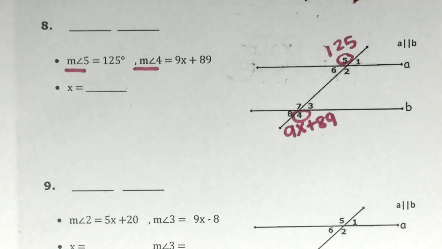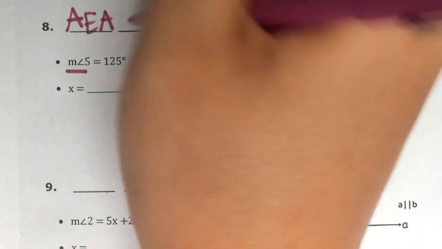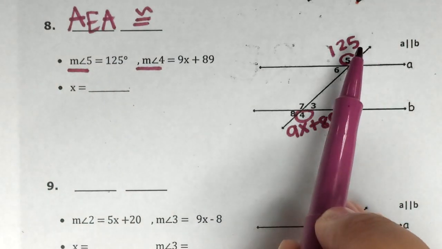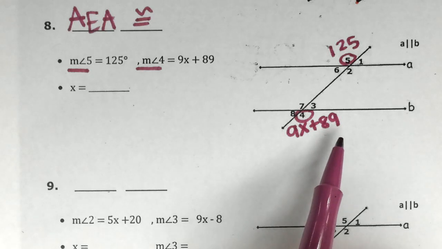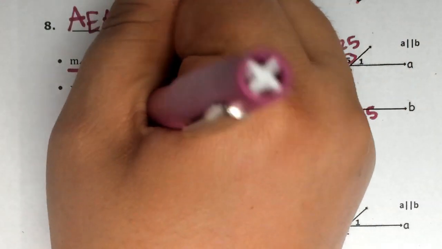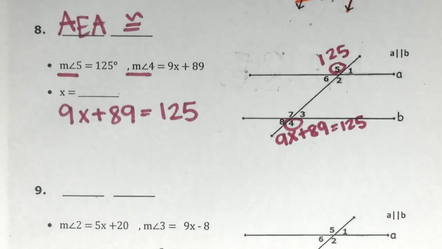4 and 5, are they on the same side or different sides? Different, so that's going to be alternate. Are they inside or outside? Exterior. AEA is what? Congruent. So if 5 is 125, what is 4? 4 is going to equal 125. So my equation is 9x plus 89 equals 125. If they're congruent, you make them equal.